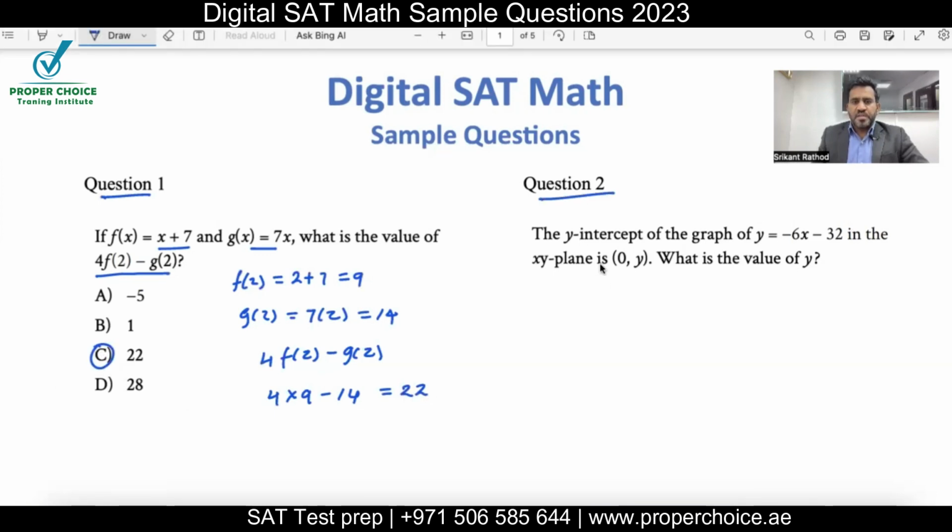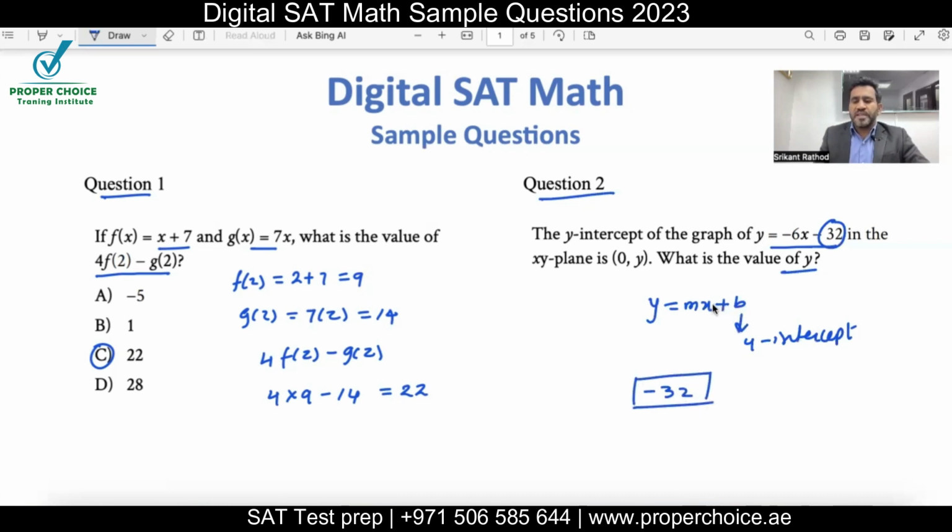Question number 2 is, the y-intercept of the graph of y equals minus 6x minus 32 in the xy plane is (0, y). What is the value of y? If you look at the given equation, it is the equation of a line in slope-intercept form, which is y equals mx plus b, where m represents the slope and b represents the y-intercept. If you compare with the standard equation, the constant itself is called the y-intercept. So we should select negative 32 as the y-intercept of the given equation.